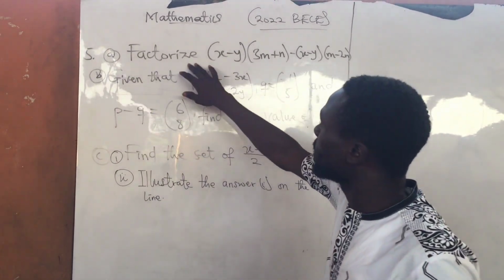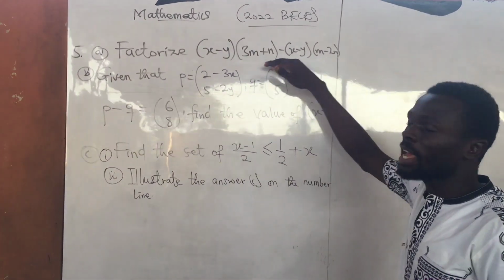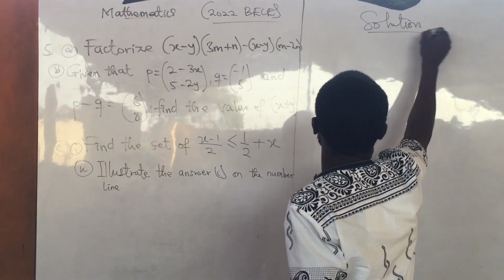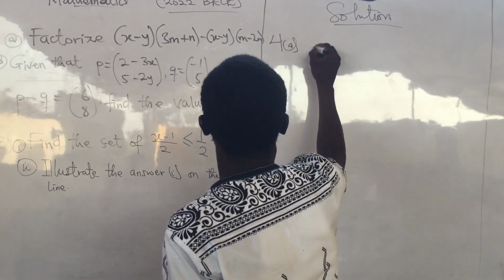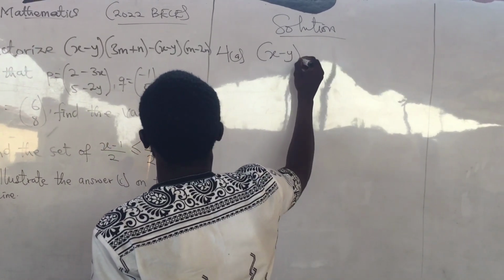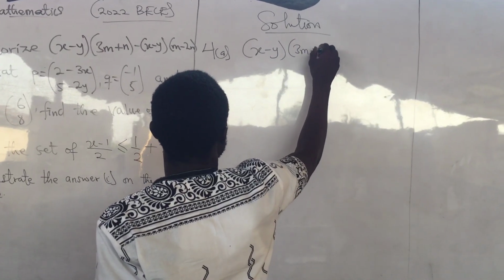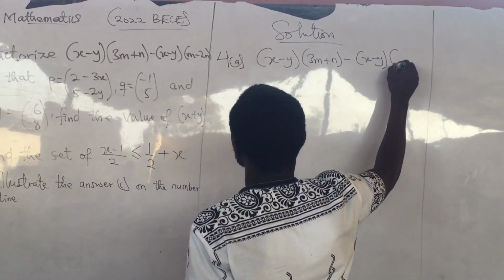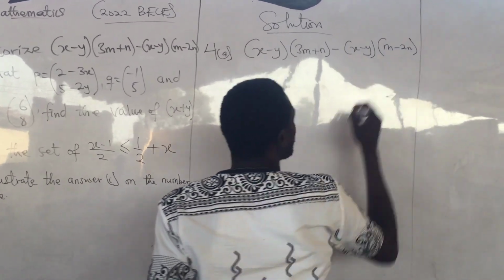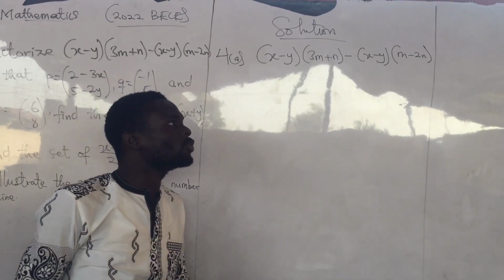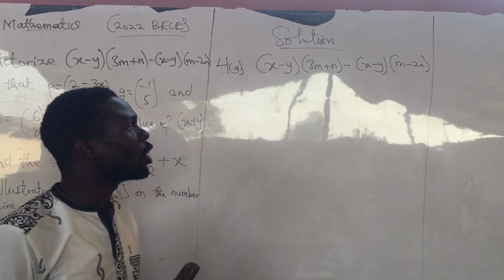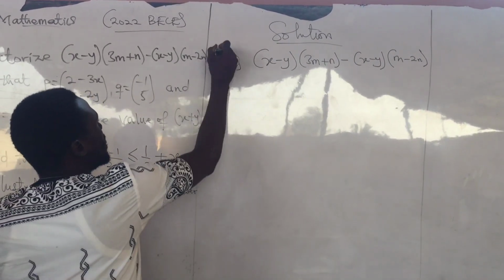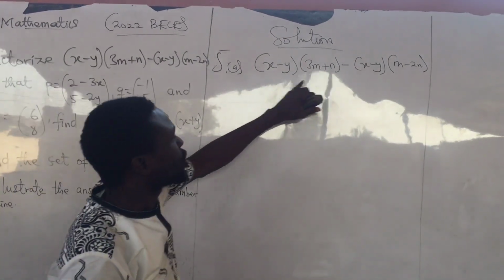We have 5a. Factorize this given expression, which has been given as bracket of x minus y, bracket of 3m plus n, minus x minus y, bracket of m minus 2n. Now, to factorize means to make it simple, or to also make it very simple. We have the 5a, so we are looking at the 5a. You have to factorize this expression.